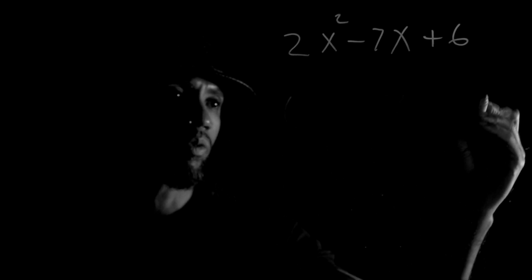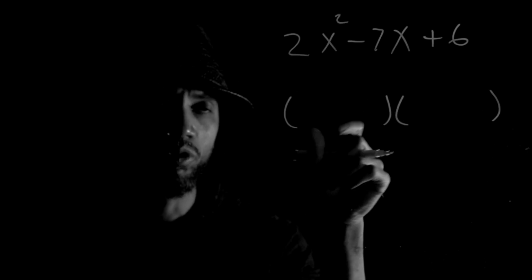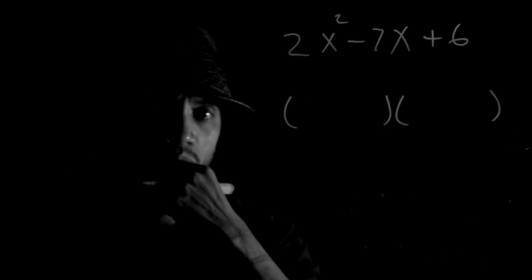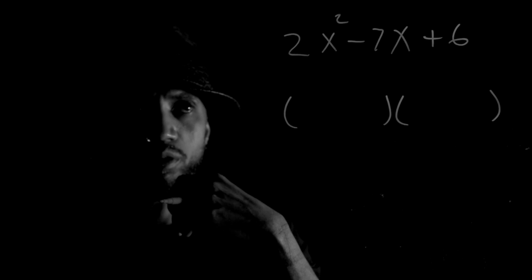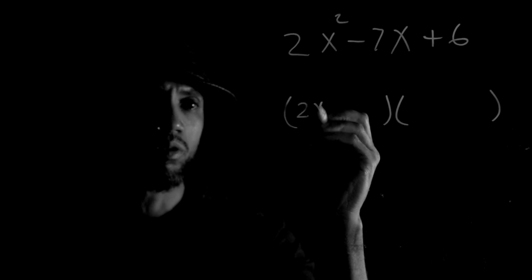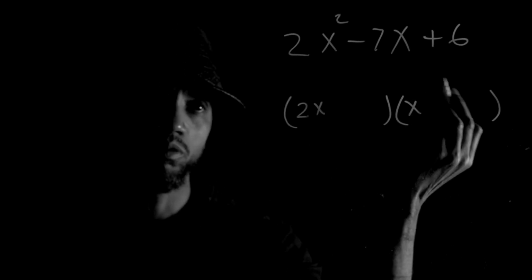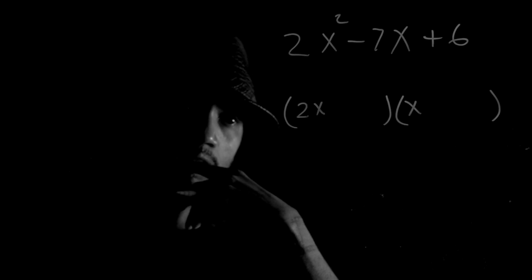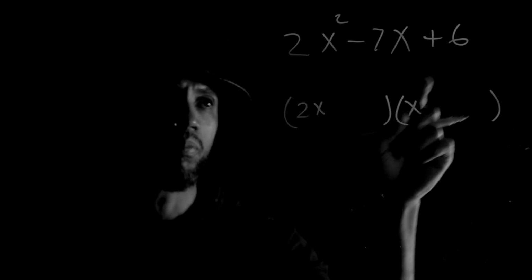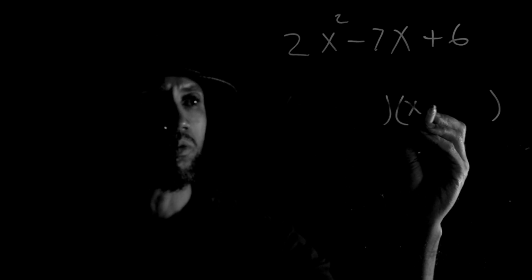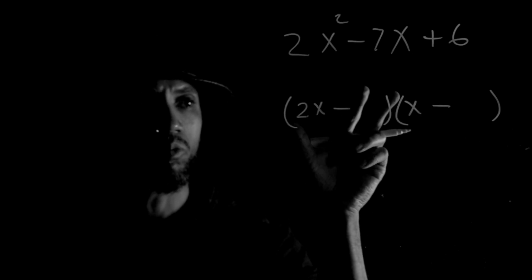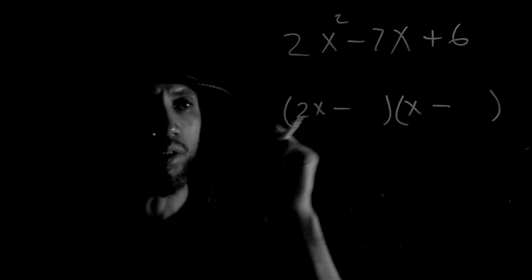A binomial times a binomial. When we do FOIL, we're trying to get this polynomial. That's the name of the game. The only way I know how to get 2x squared is 2x times x. Now we have to get a positive 6, and the middle term is negative. A negative times a negative is a positive, and when we add negatives together, we get a negative.